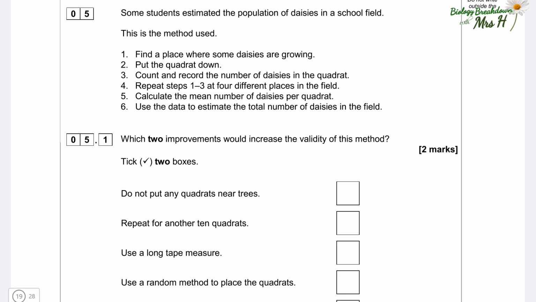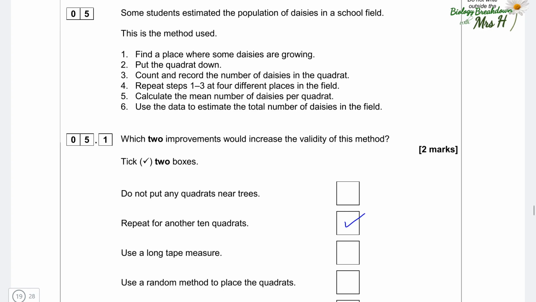Now, which two improvements would increase the validity of this method? So it means that it's a decent investigation that you can have meaningful results with. So what are our choices here? Do not put any quadrats near the trees. Repeat for another 10 quadrats. Yes, I definitely would do this one because they're only doing it 4 times.